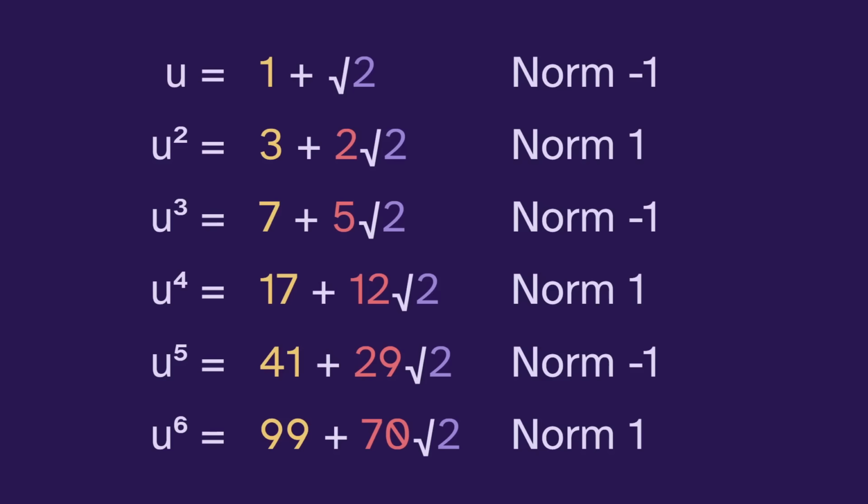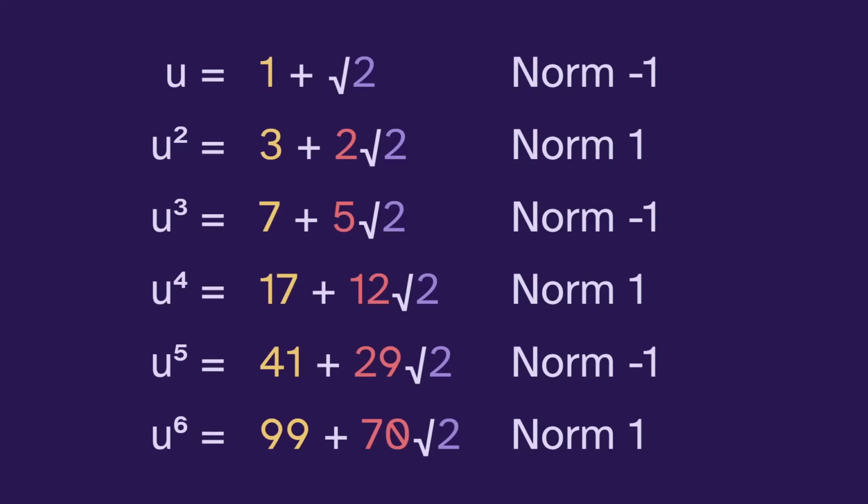And so because all of these powers of u have norm plus or minus 1, they're all units. So O root 2, just like all the other real quadratic integers, has infinite units. And this also means that every number has an infinite amount of associates. Every prime has an infinite amount of divisors.